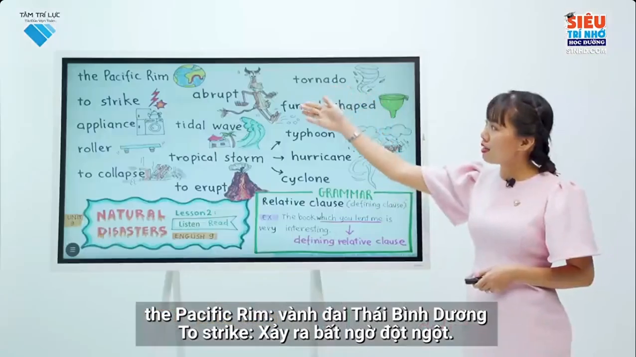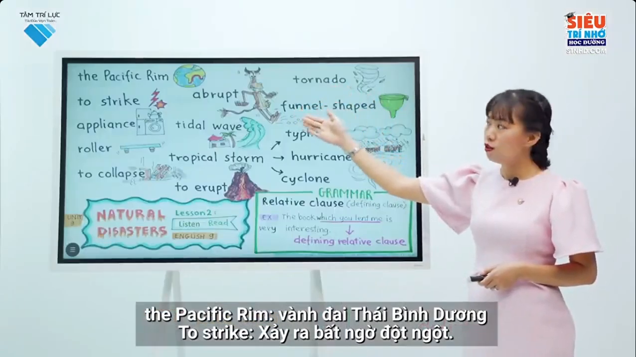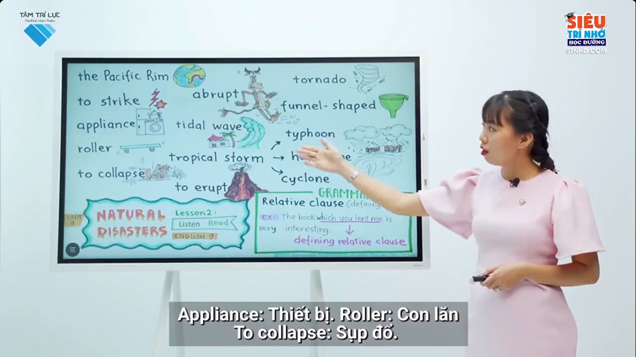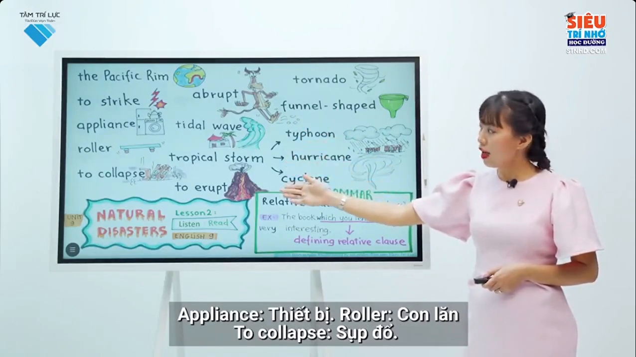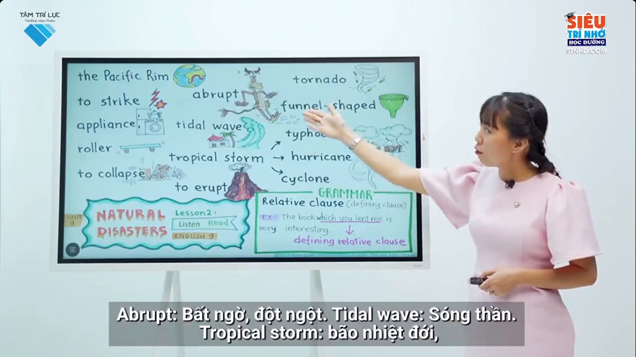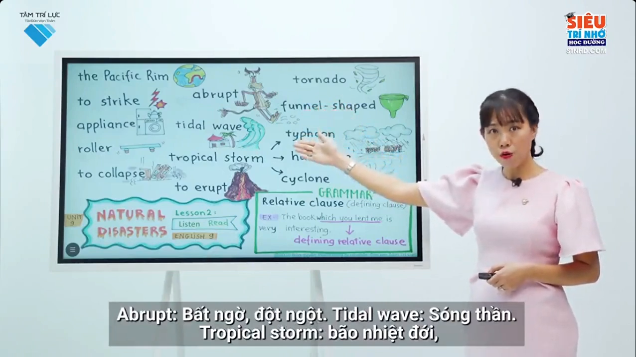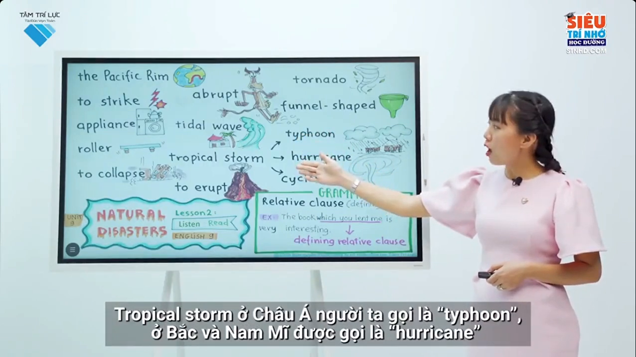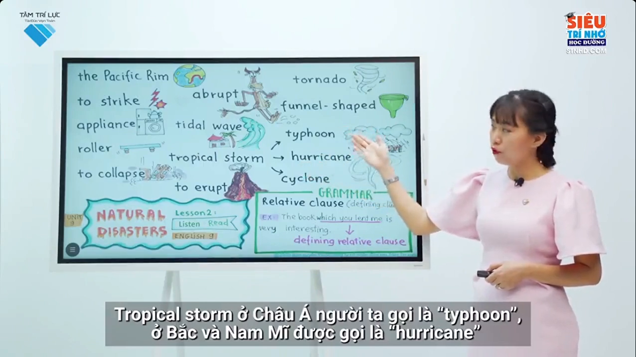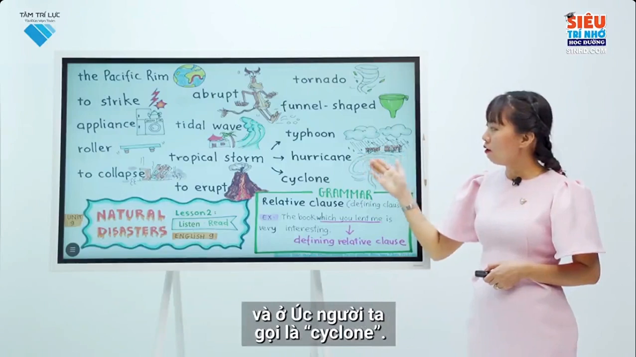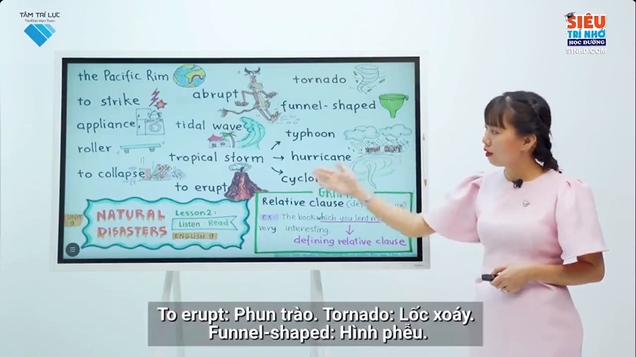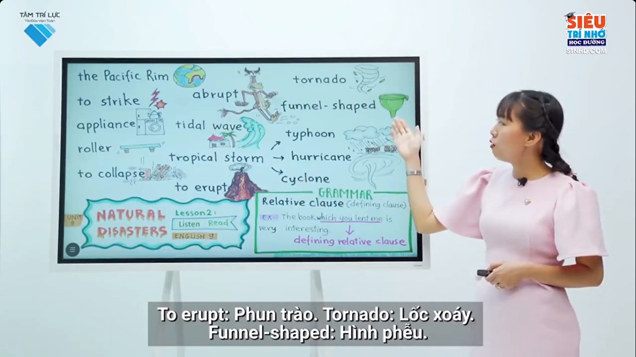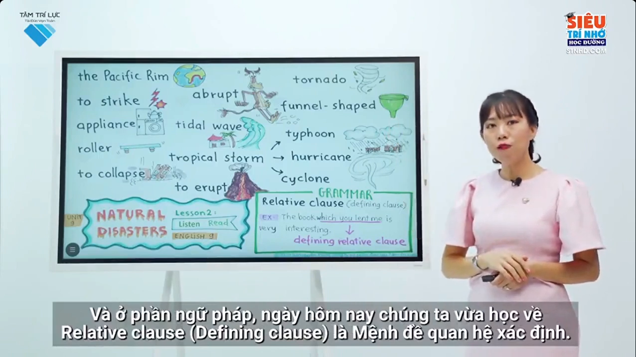The Pacific Rim. To strike. Appliance. Roller. To collapse. Abrupt. Tidal wave. Tropical storm. Tropical storm is also called a typhoon in Asia. In the North and South of America, it is called a hurricane, but in Australia, it is called a cyclone. To erupt. Tornado. Funnel-shaped. About grammar, we have learned relative clause, defining clause.